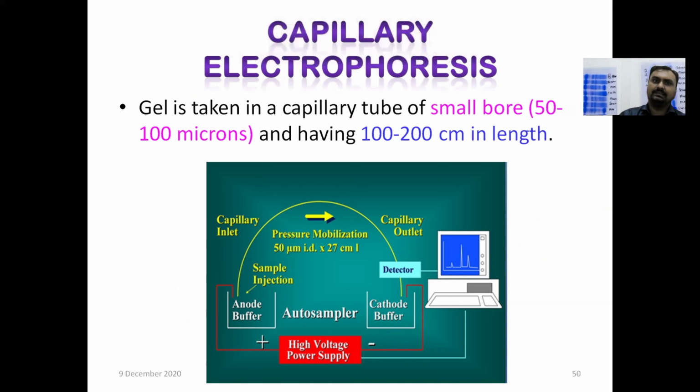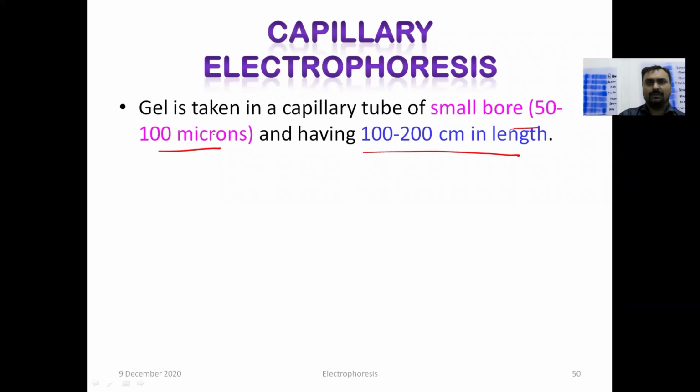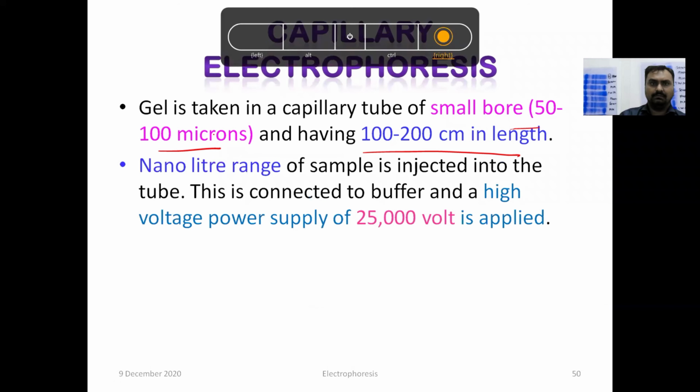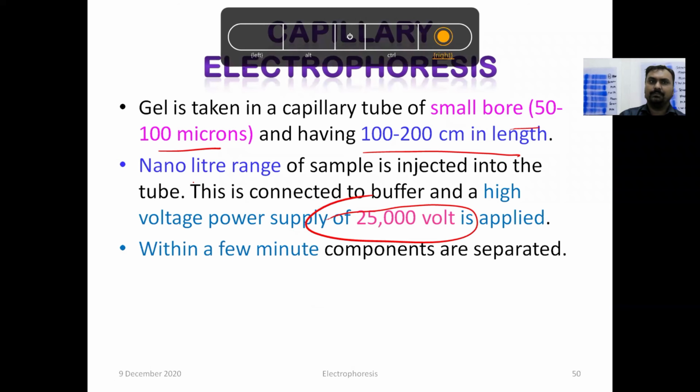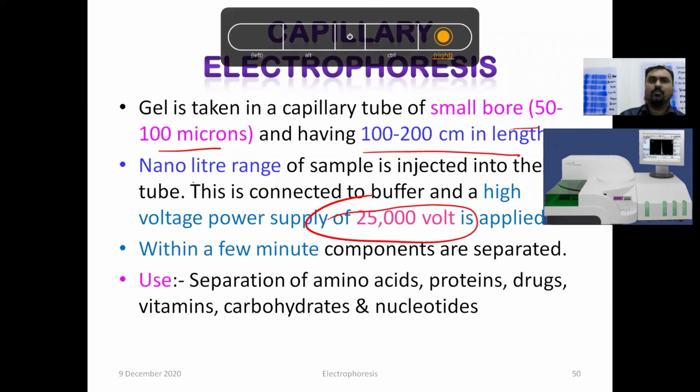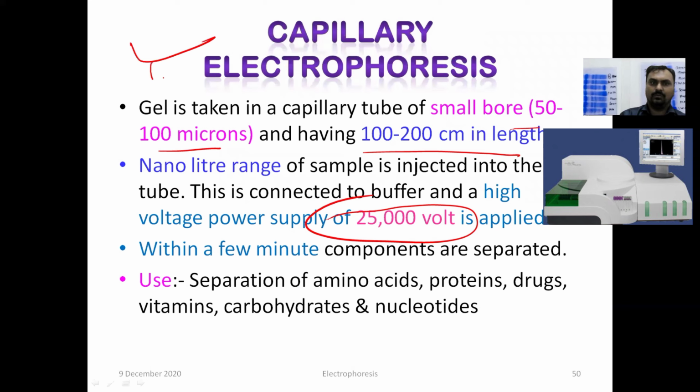In capillary electrophoresis, gel is taken in a capillary tube of small bore, 100 to 200 centimeters in length. The bore size is 50 to 100 microns. Here there is less surface area, so heat dissipation is efficient and cooling occurs, and with the high voltage, the molecules are separated within seconds or minutes. A nanoliter range of sample is injected, so within a few minutes all components are separated. That is capillary electrophoresis.